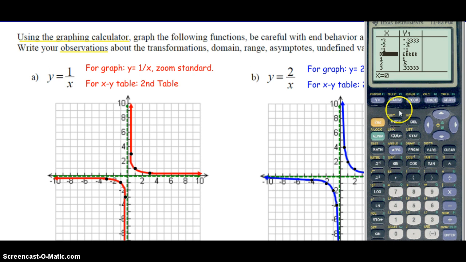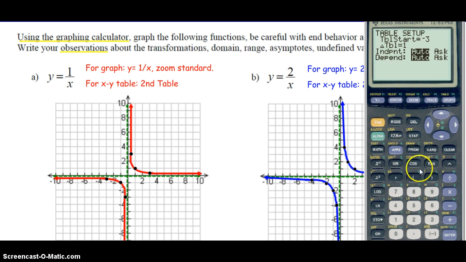Now something that you may want to do is change how your table is defined. So you can do second window to go to table set, and you can tell it where you want your XY table to start. In this case it says -3. We could change it, for example, to -5 or 100. And we have it changing by ones. So it starts at -5, then -4, then -3. Those are the X values that are going to be shown in our XY table. So we'll go back to the XY table, and you can see it changed it to -5.